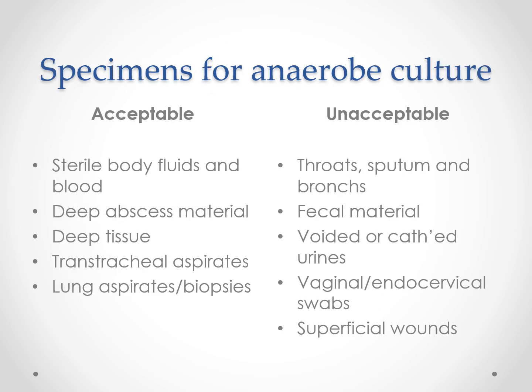So just to recap, there are specimens that are acceptable for anaerobic culture and specimens that are unacceptable because anaerobes are part of the normal flora. Acceptable specimens for anaerobic culture would include sterile body fluids and blood, deep abscess material, deep tissues, transtracheal aspirates and lung aspirates, and biopsies. Unacceptable means that the organisms on this list have anaerobes as normal flora, and that would include things like throat, sputums, and bronchs, fecal material, clean catch or catheterized urines, vaginal or endocervical swabs, and superficial wounds.